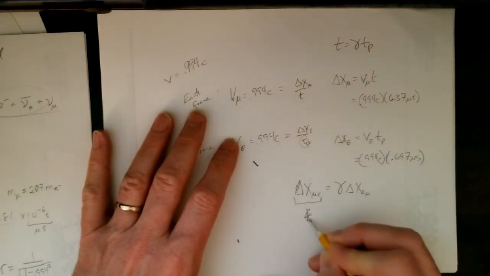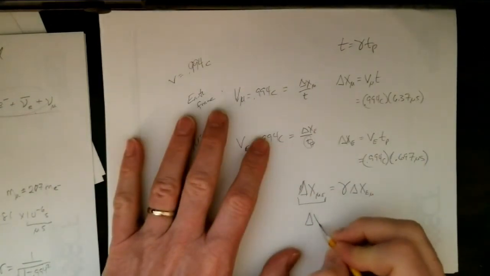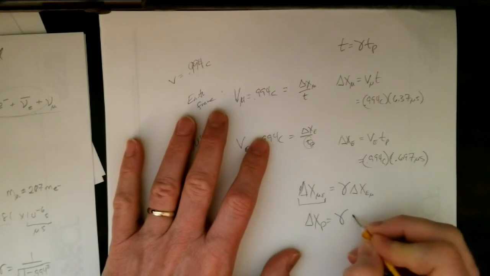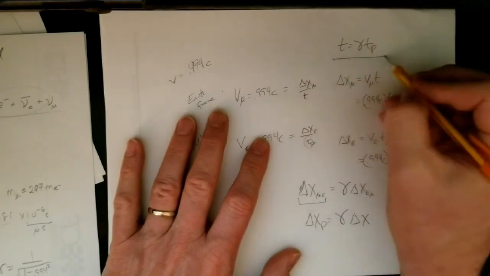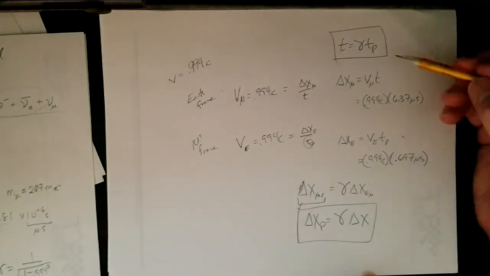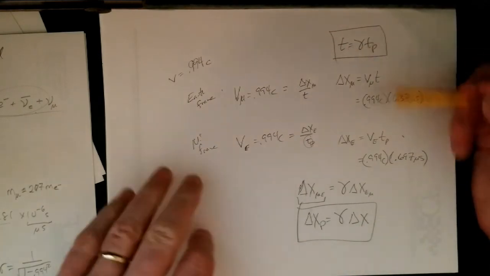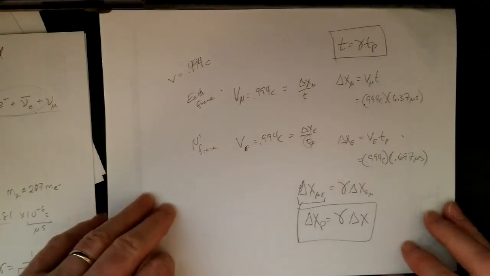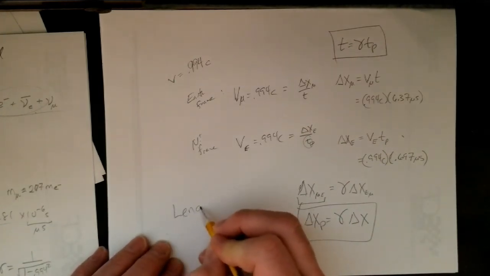So here we have delta x proper is equal to gamma times delta x. And so even though the proper seems to have flipped sides, they haven't. Both of these are from the muon's point of view. Both of these are from the Earth's point of view. And we actually end up with these two generalized equations right here. And so this is known as length contraction.